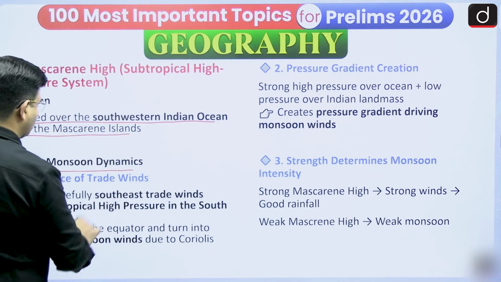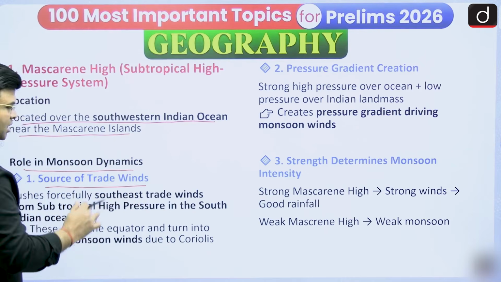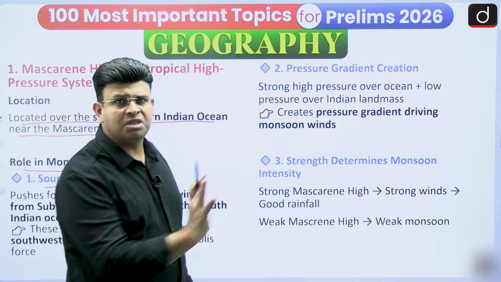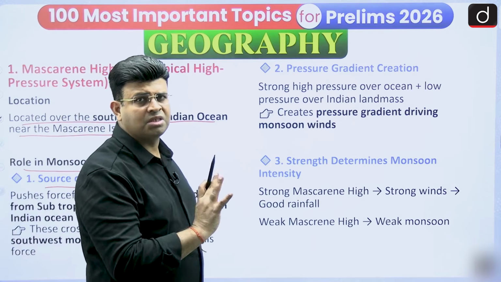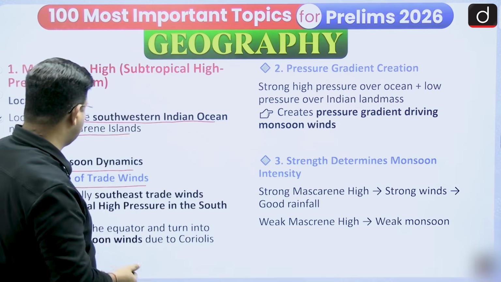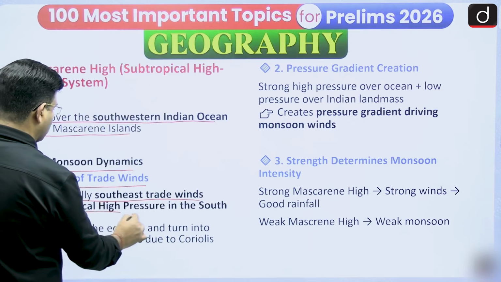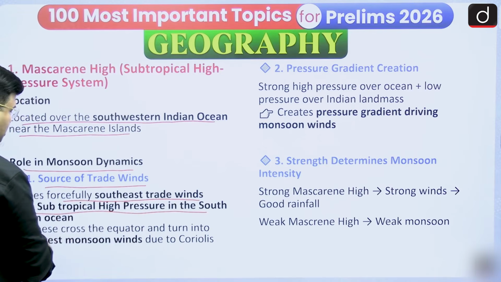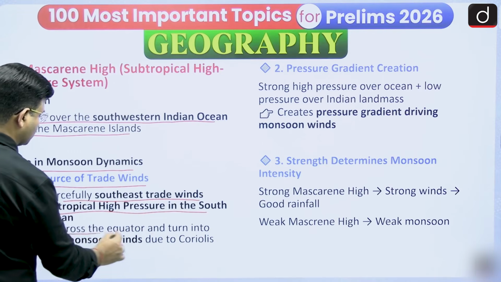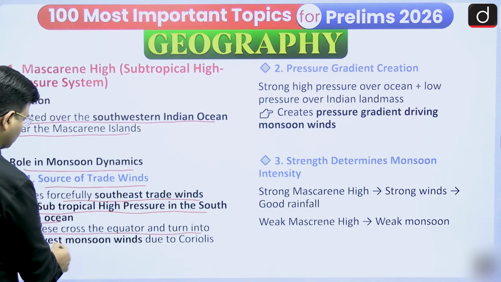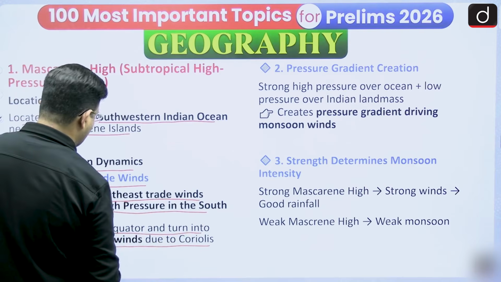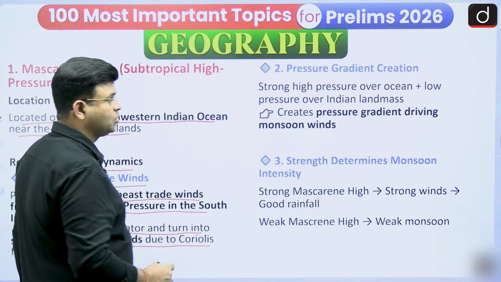What is its role in monsoon dynamics? It is a source of the trade winds. This Mascarene High pushes the southeast trade winds forcefully from the subtropical high pressure in the South Indian Ocean, and they cross the equator and, due to the Coriolis force, are deflected rightward and become the southwest monsoon winds.